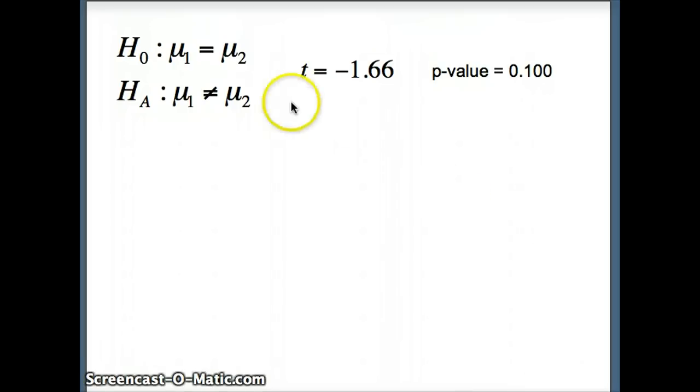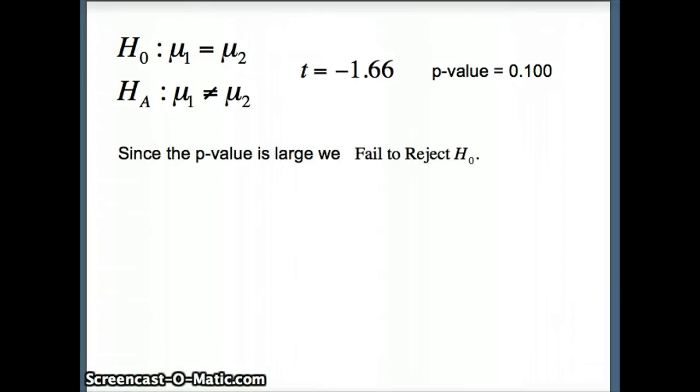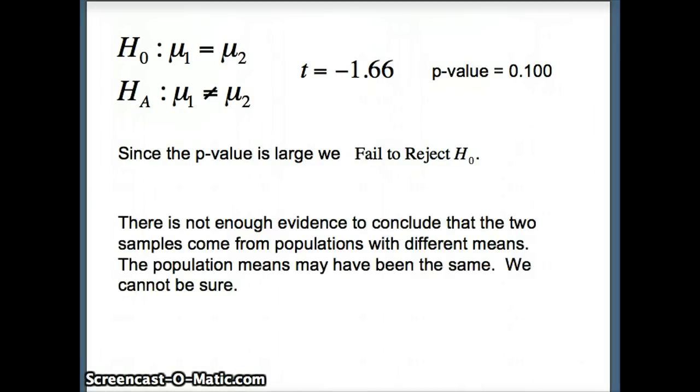So indeed, there's our null and alternate hypothesis, there is our test statistic t, and there is our relatively high p-value of 0.10. And we say since the p-value is large, we fail to reject h0, and there is not enough evidence to conclude that the two samples come from populations with different means. The population means may have been the same. We cannot be sure. Assuming this is true, the likelihood of getting samples this far apart is 10%. And since that's relatively large, we tell ourselves we cannot throw this out. We have to retain it as possible.